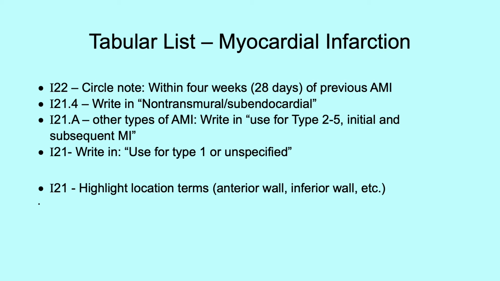Okay, myocardial infarctions. So at I-22, circle the note that says within 4 weeks, 28 days of previous AMI. Under I-21.4, write in non-transmural / subendocardial. That's what those are coded there. This is all from the guidelines. I-21.A, other types of AMI, write in type 2 to 5, initial and subsequent. I-21, write in used for type 1 or unspecified. Now also look at I-21, it has a lot of location terms, anterior wall, inferior wall. Highlight those, underline those so that you can see that quickly.